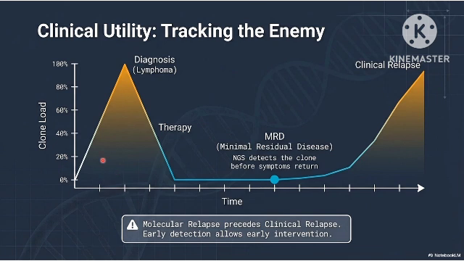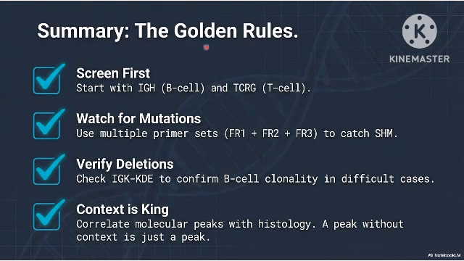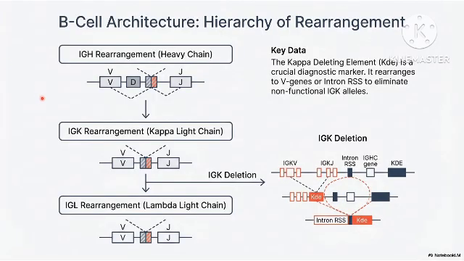You know that it can be used for diagnosis and also for residual disease monitoring. Why is this MRD helpful? Because molecular relapse precedes clinical relapse, so early detection allows early intervention. So to summarize, always try to use screening tests like IgH for B cell and TCR-g for T cell.